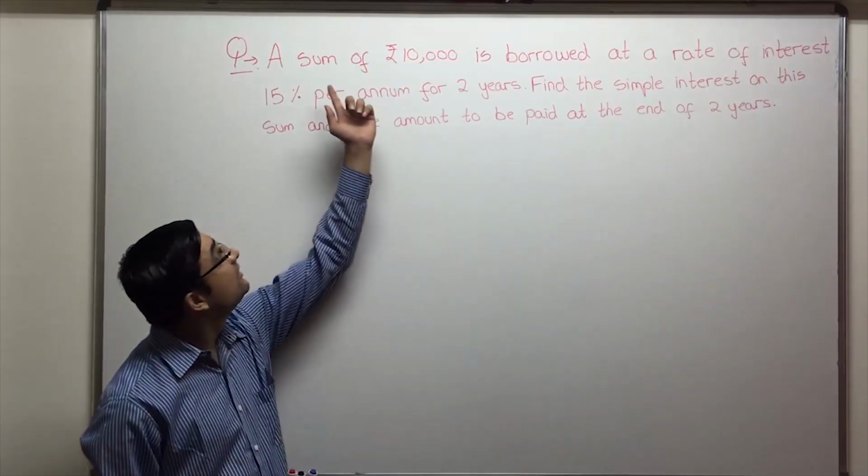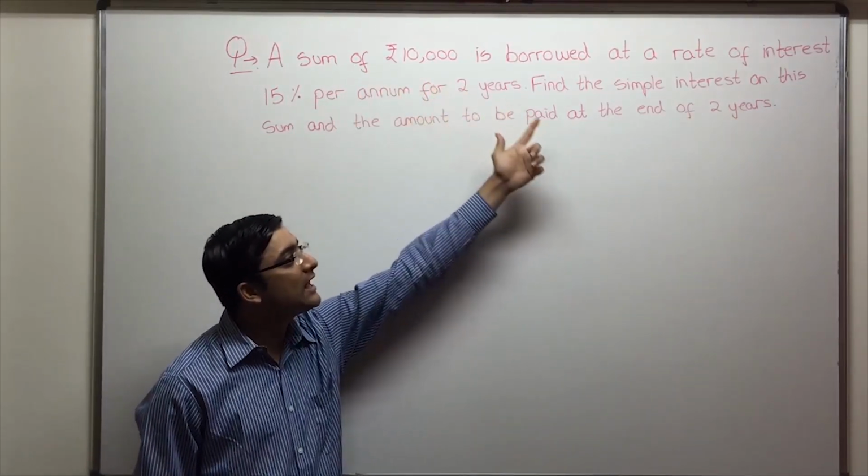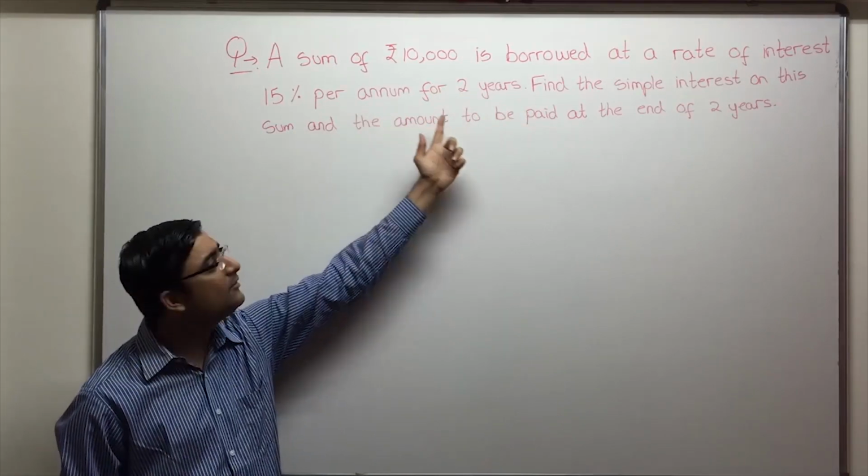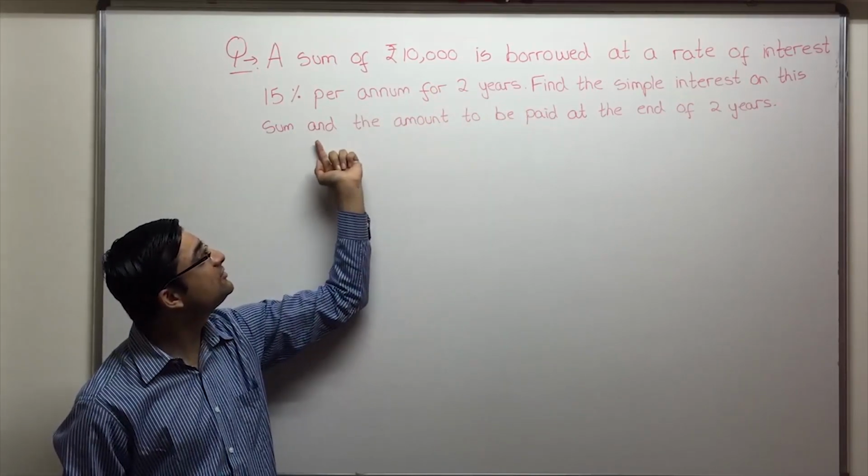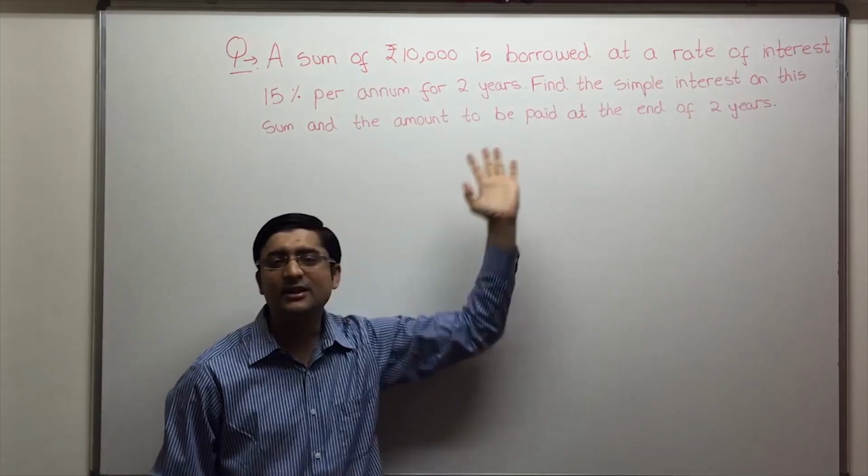So let's read the question. A sum of rupees 10,000 is borrowed at a rate of interest 15% per annum for 2 years. Find the simple interest on this sum and the amount to be paid at the end of 2 years.